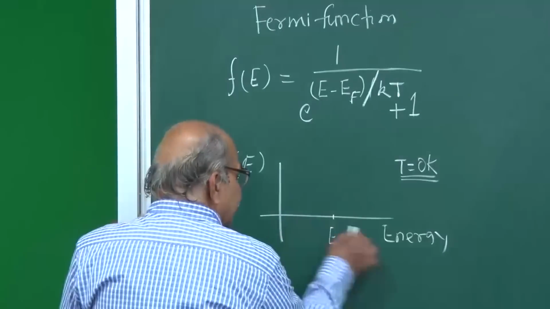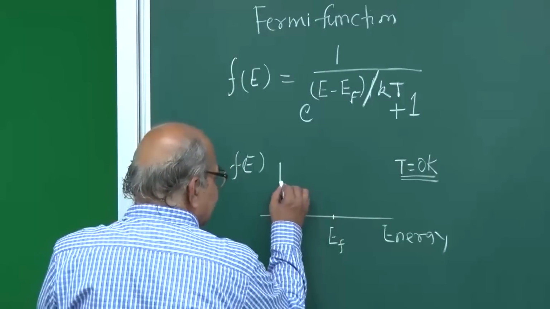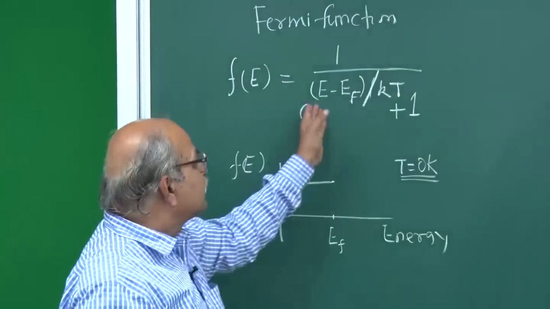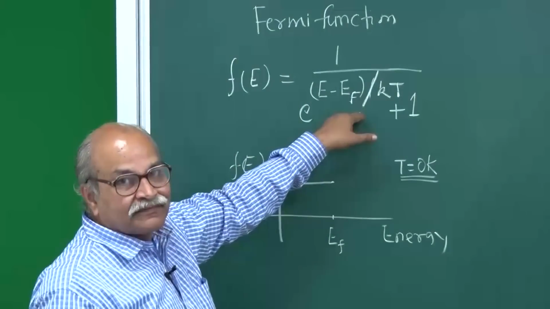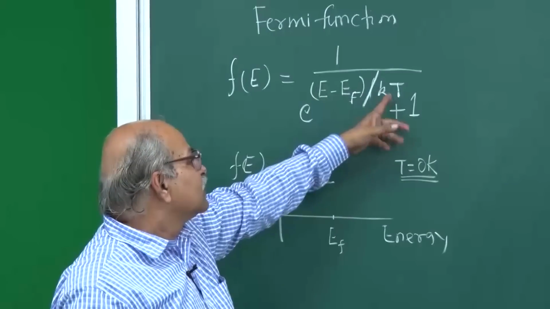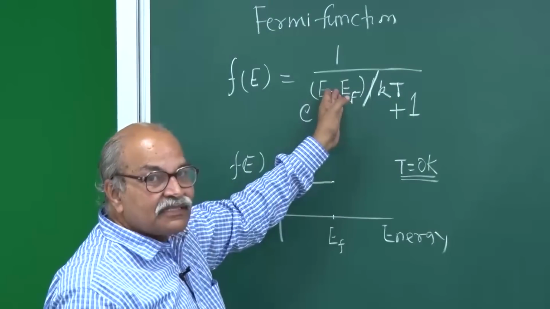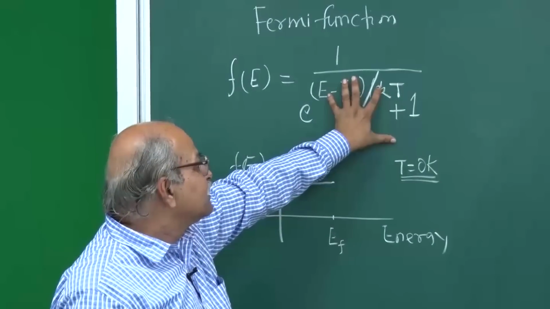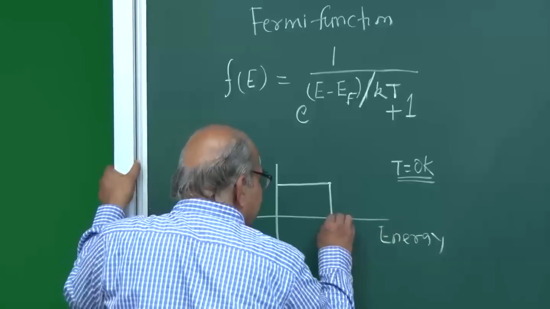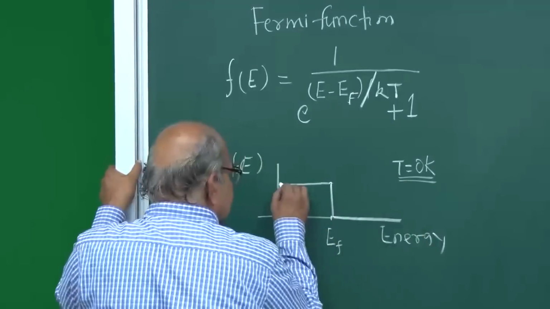So for all energies less than EF, this is 1, and for all energy greater than EF, this quantity is positive, and with T going to 0, this will become e to the power plus infinity. So this whole thing goes to infinity, and this becomes 0. So this is a step function.